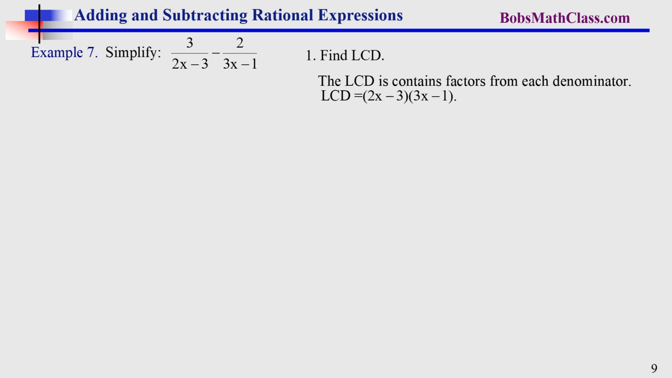Remember that we're trying to make the denominators match. So the first fraction has a 2x minus 3 in the denominator. We want to make it match the denominator from the second fraction. We want it to have the same factors. So it has a 2x minus 3, but we need to also have what the second fraction has, which is a 3x minus 1. How about the second fraction? It has a 3x minus 1, but we also want it to have a 2x minus 3. That way, if both denominators match, we could put the fractions together.